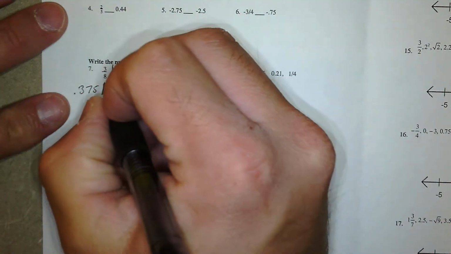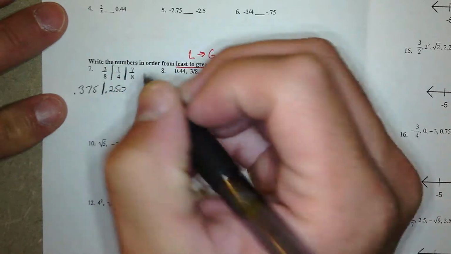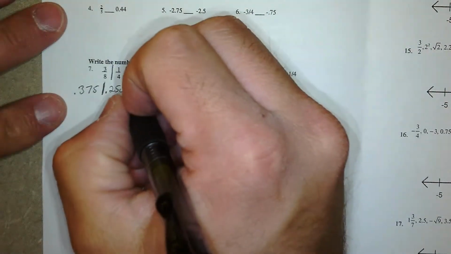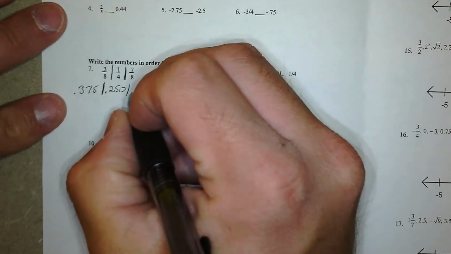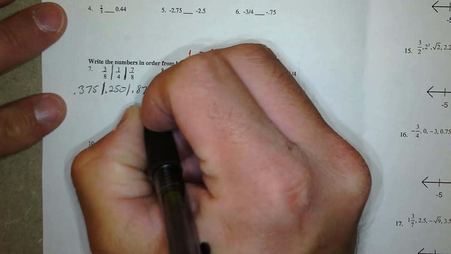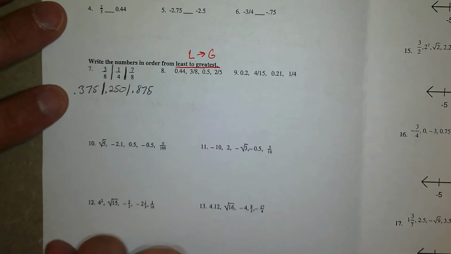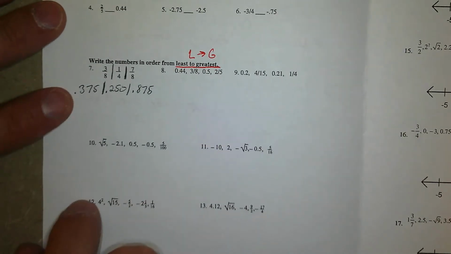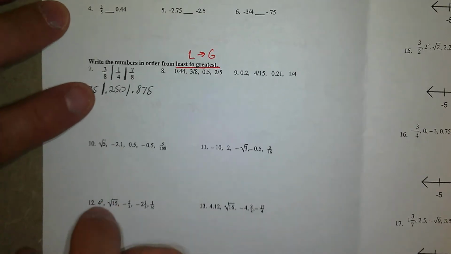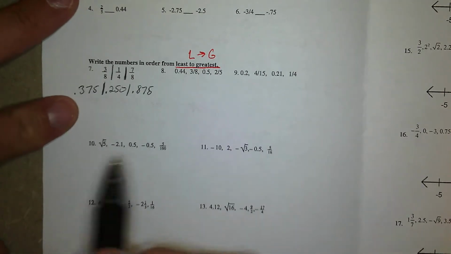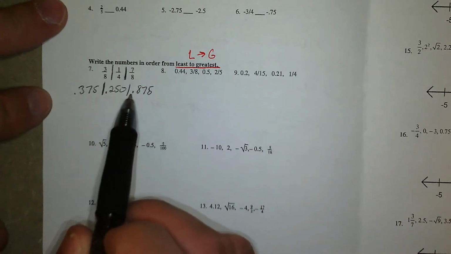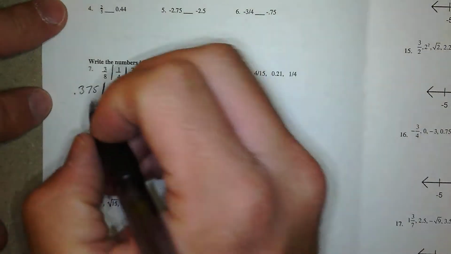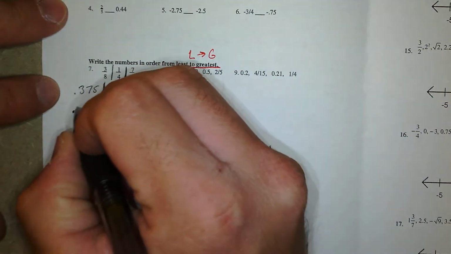Now, since I have 3 decimal places for the first one, I'm going to use 3 decimal places for the second one. And then the last one I have is 7/8, so we're going to take 7 divided by 8, and I get 0.875. So now that I have my 3, now I'm going to put them in correct order. Okay, so we're going to go from least to greatest, and you go from smallest to largest. So the smallest one, so I like to think of these as whole numbers. This is 375, 250, and 875. So obviously 0.250 would be the smallest one.